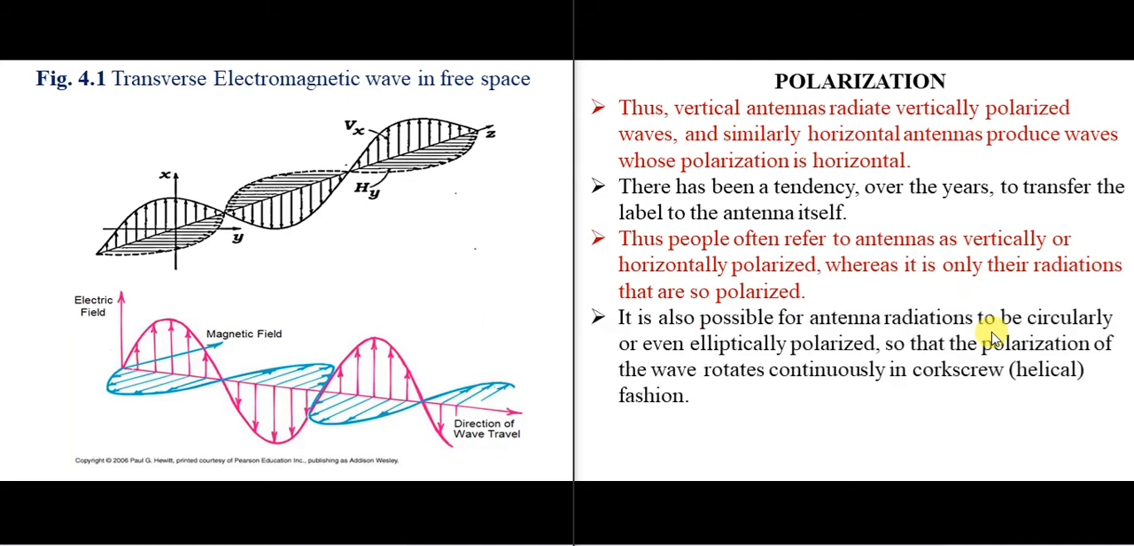It is possible for antenna radiations to be circularly or even elliptically polarized, so that the polarization of the wave rotates continuously in a helical manner. So if the polarization is continuously rotating in an elliptical direction, then we can say that it is elliptically or circularly polarized.